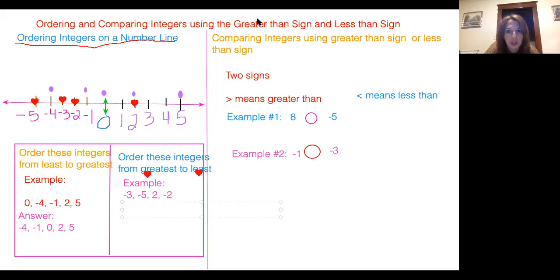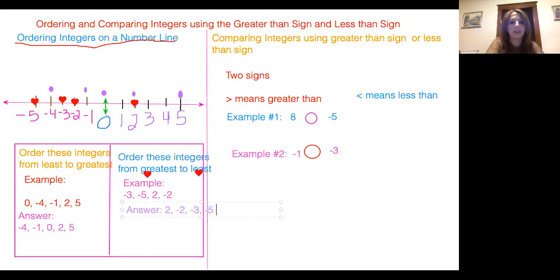So my answer, when I order it from greatest to least, I start on the right and I work my way all the way over to the left. And remember, we're paying attention to those red hearts. So first we have 2, which is on the red heart. That's the greatest number. And if I keep going all the way over now to the left, the next number I see to the left is -2. Then I get -3, and then I get -5. That is how we order numbers from greatest to least.